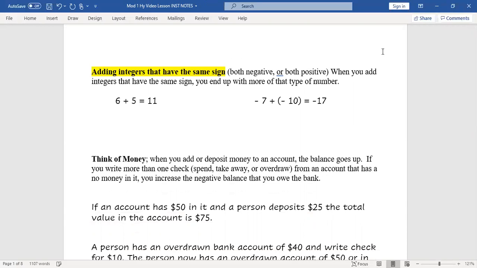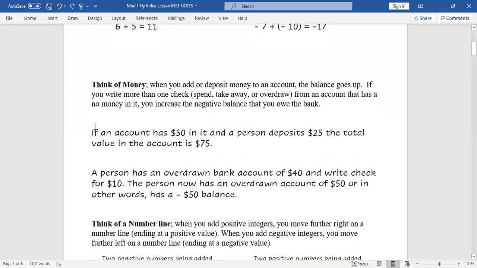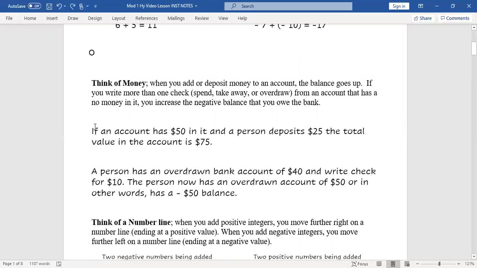Another way of looking at integers is money. When you add or deposit money to an account, the balance goes up. If you write more than one check, or any check, you spend or take away or overdraw from an account that has no money in it, you increase the negative balance of that account. So an example of this would be, say, if an account has $50 in it and a person deposits $25, the total value in the account would be $75.